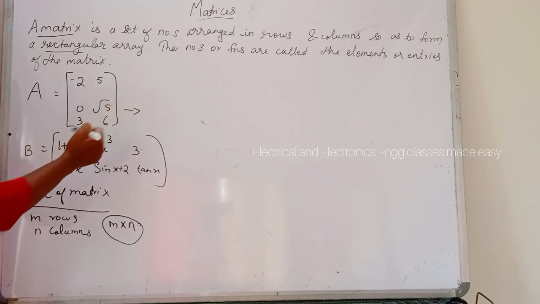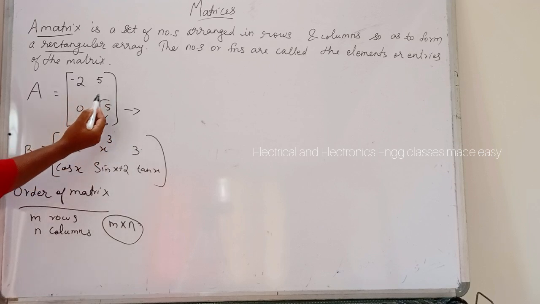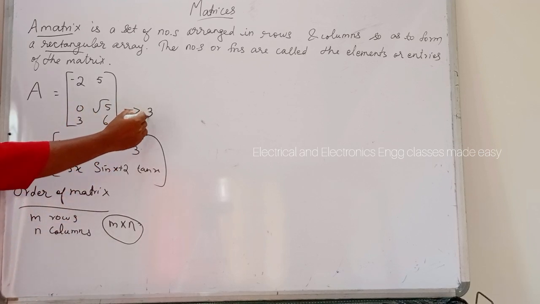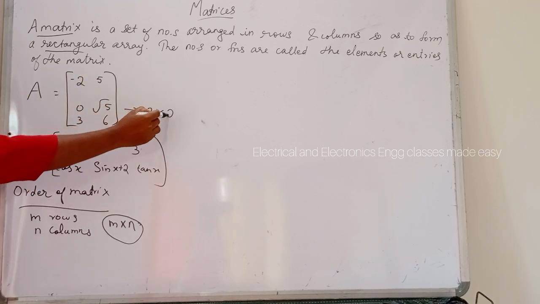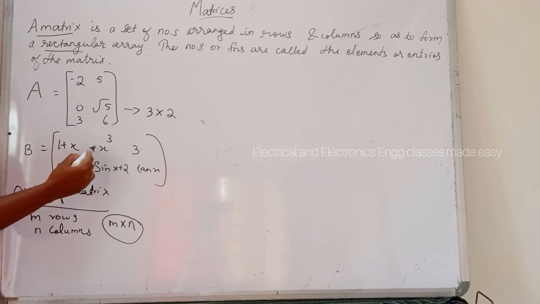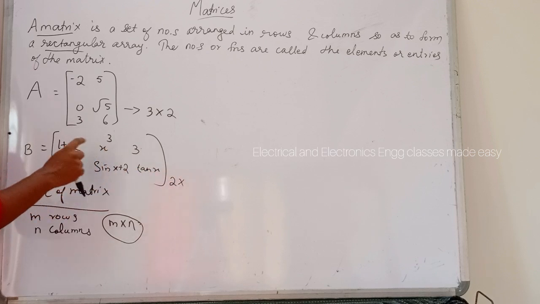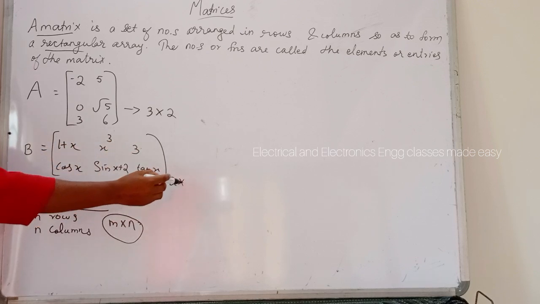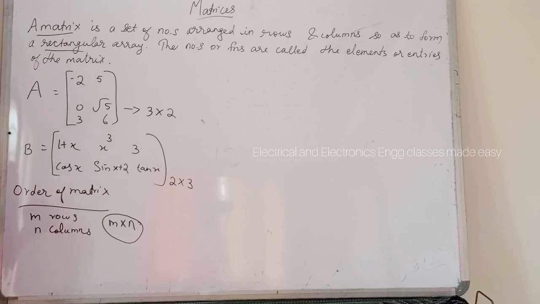So this is a matrix of order. Here there are 3 rows and 2 columns. So this is a 3 by 2 matrix. And this one has 2 rows and 3 columns. So this is a 2 by 3 matrix.